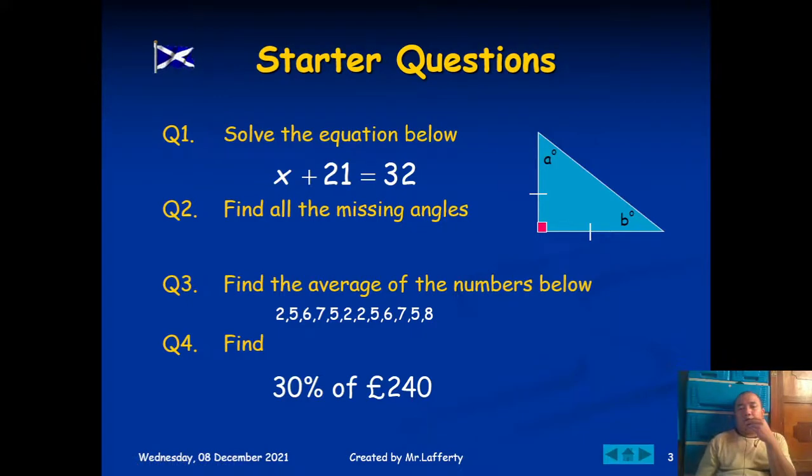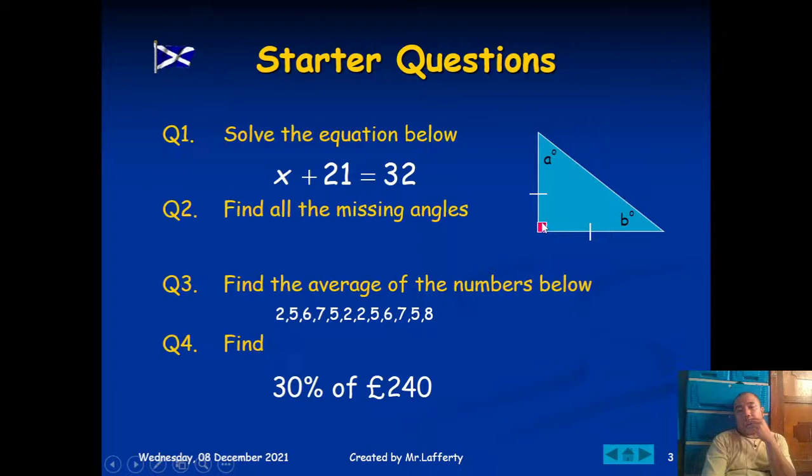Solve the equation below. X plus 21 is equal to 32. So how do you solve for x? Subtract both sides by 21. So what is 32 minus 21? The answer is 11. Now in question 2, find all the missing angles.